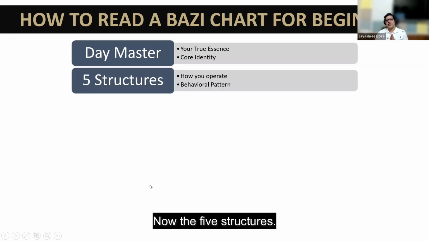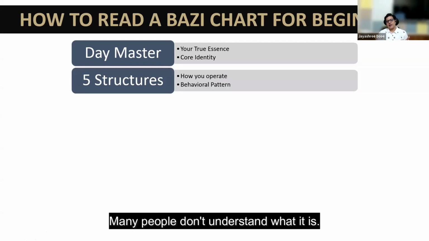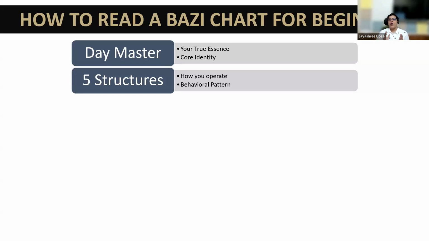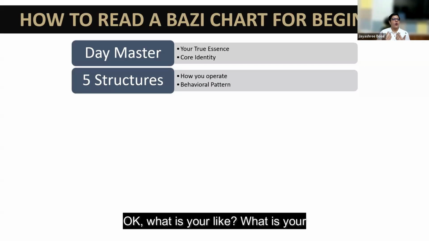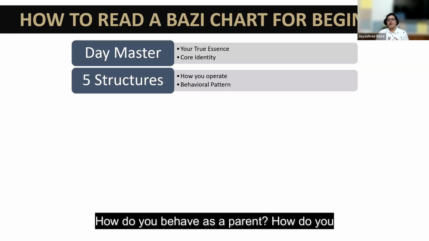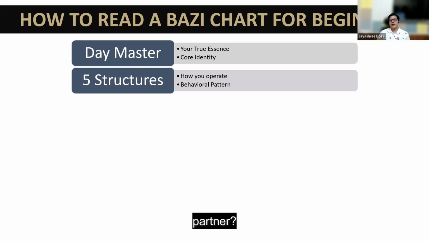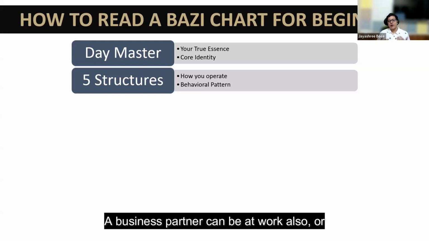Now, the 5 structures, many people don't understand what it is. The 5 structures is how you operate, your behavioral pattern. What is your like? What is your dislike? How do you behave under stress? How do you behave when you're happy? How do you behave as a parent? How do you behave as a partner? A business partner can be at work also, or it can be in a marital relationship also. So basically, 5 structures is how you operate.